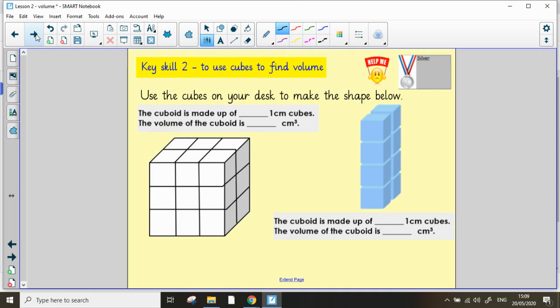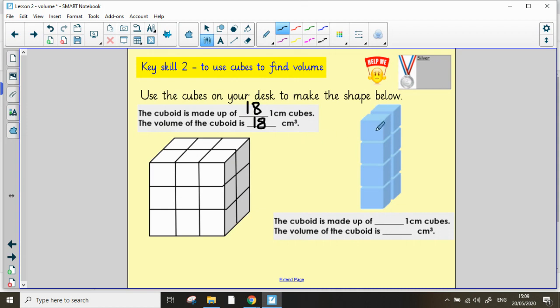Let's have a go at these ones. We've got a cuboid here. We need to find out how many 1 centimetre cubes it's made out of. Again, make the shape if you have the cubes at home. If we count them, we've got 6 on the top, 6 in the middle, and 6 in the bottom. So we've got 18 1 centimetre cubes. The volume of the cuboid is therefore 18 centimetres cubed.